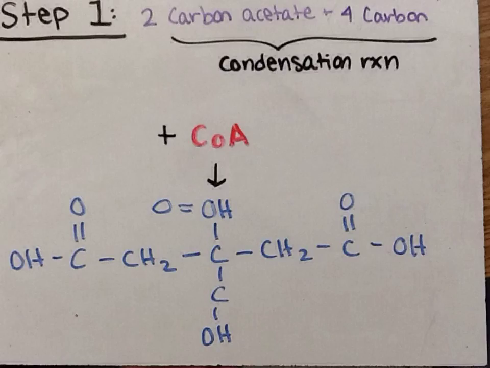In the first step of the Krebs cycle, the 2-carbon acetates that were formed from the pyruvate in the preceding reaction are attached to a 4-carbon molecule called oxaloacetate. This reaction is a condensation reaction. The joining of the acetate to the oxaloacetate requires energy that comes from the removal of the coenzyme A from the acetate.